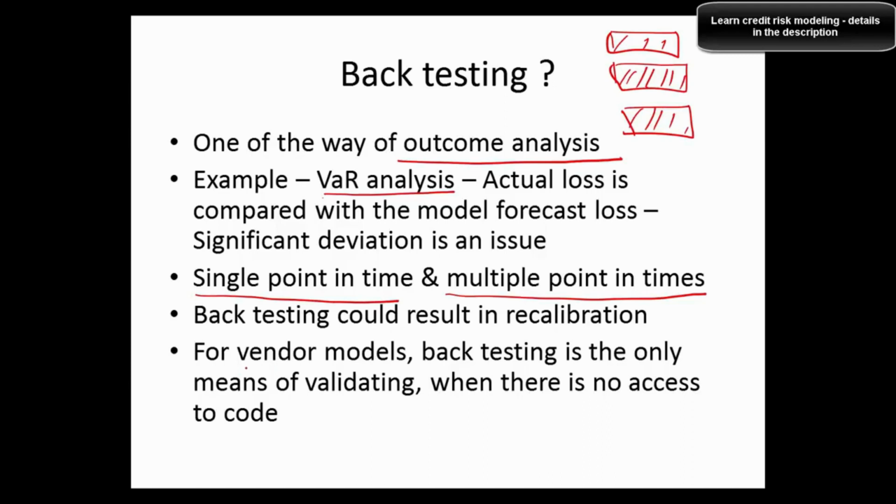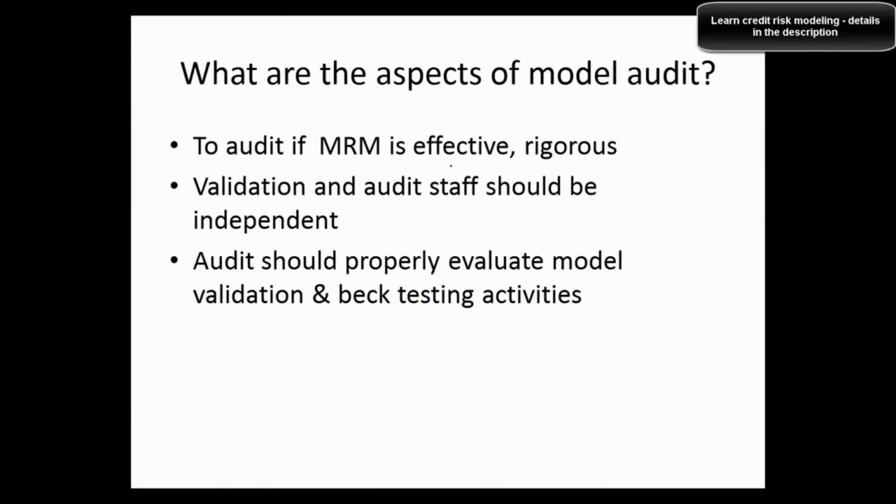For vendor models where the bank has no control, backtesting is very difficult, right? Because you do not know the model itself, you do not have access to the code and everything. So backtesting is the only means of validating when there is no access to code. Okay, one question that could be asked is what are the different aspects of model audit, right? I'm sure you might have heard about what is model audit. If you're already working in risk management, that's becoming very popular nowadays.